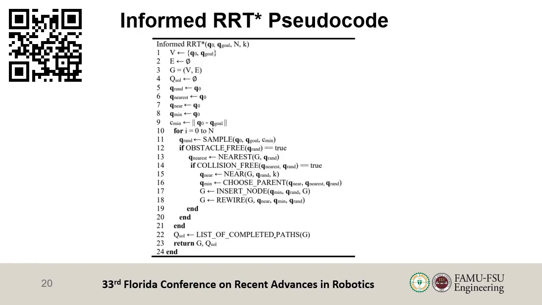This table provides the pseudocode for the informed RRT star algorithm. It shows that the RRT star pseudocode has been modified to sample an elliptical search area.